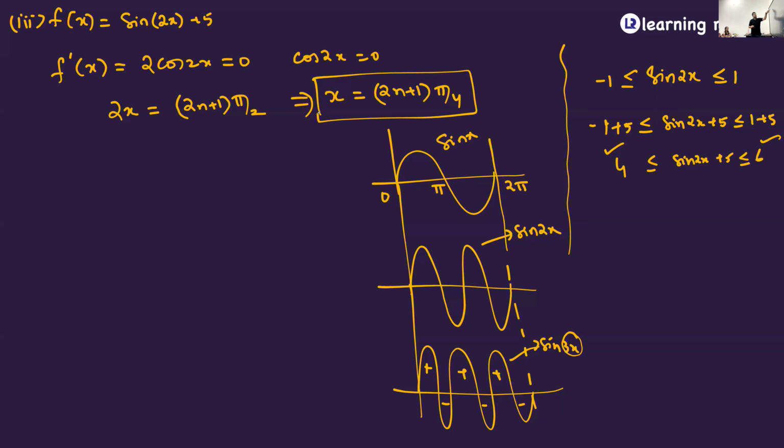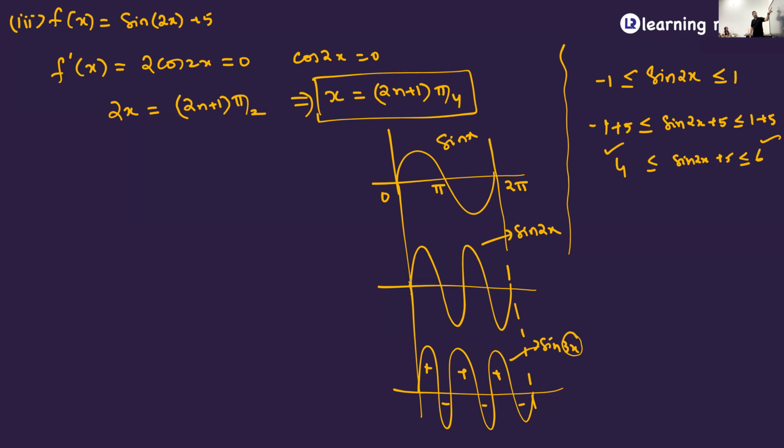Since the frequency here is 2x, instead of taking between 0 to 2 pi, I'll take it between 0 to pi itself. Why? Because whether it is sine 2x or cos 2x, whenever the angle is multiplied with a number, the frequency gets multiplied those many times. Since the frequency is 2, if between 0 to 2 pi you have two cycles, between 0 to pi you will have one cycle.